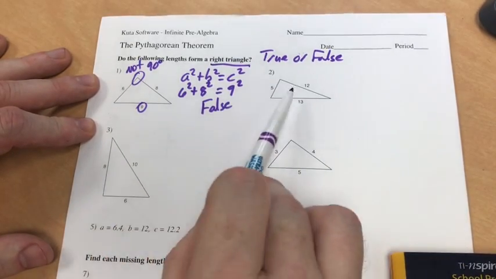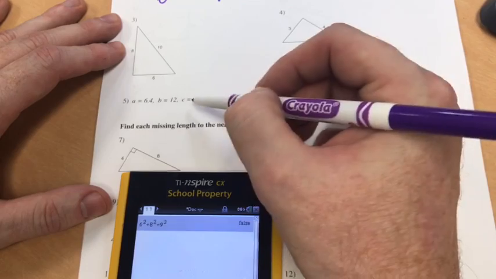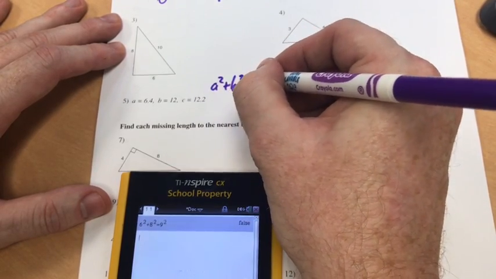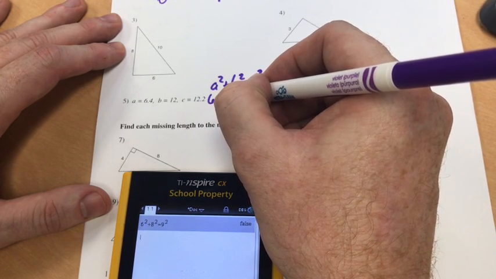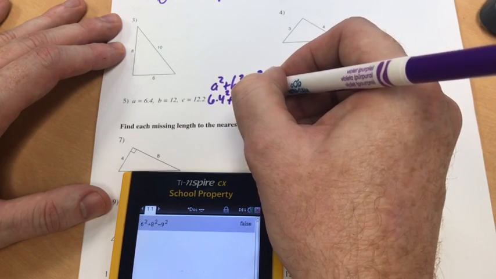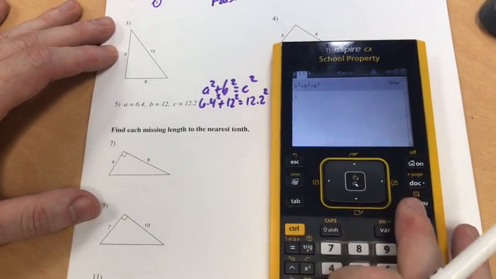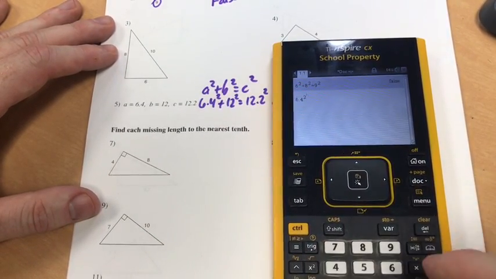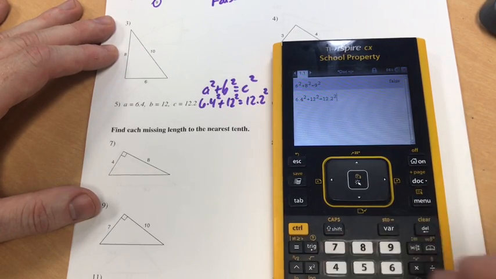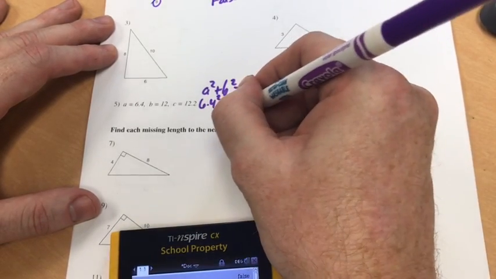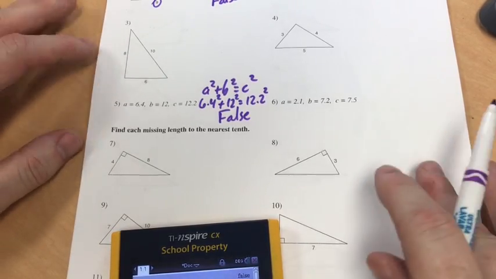Okay? You will do the same thing on 2, 3, and 4. 5 and 6 are even easier. They tell you A, B, and C. So this is just a matter of using your equation. 6.4 is A, so we got to do 6.4 squared. 12 is B, so we got to do 12 squared. C is 12.2, so we got to do 12.2 squared. Again, calculator, 6.4 squared plus 12 squared equals 12.2 squared, and I hit enter. And again, false means those three sides would not make a right triangle. You can do number 6 yourself.